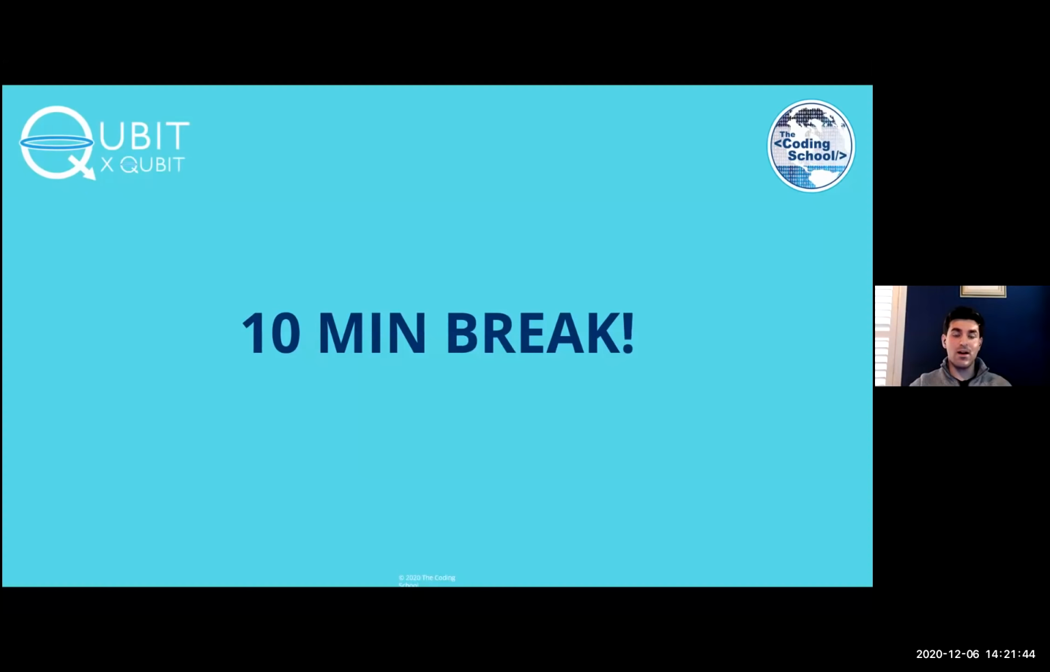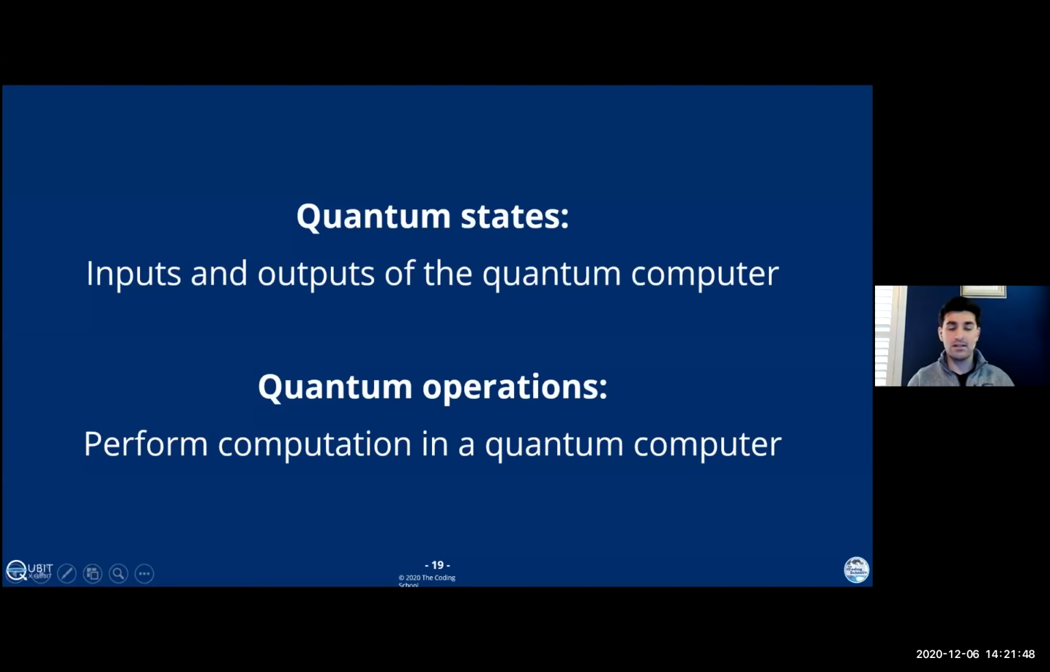Okay, amazing. So far, in the first part of this lecture, we talked about quantum states and the bracket notation. Quantum states are the inputs and the outputs of the quantum computer. Similar to how bits are the inputs and the outputs of your classical computer, quantum states, which describe qubits, are the inputs and outputs of your quantum computer. And quantum operations are the stuff that performs computation in a quantum computer. So now with that, let's dive a little deeper and talk about quantum operations.